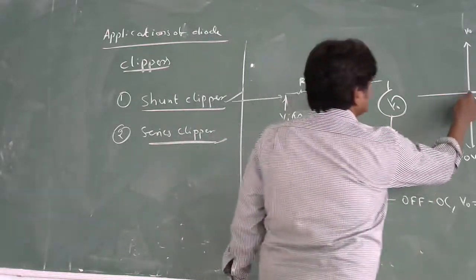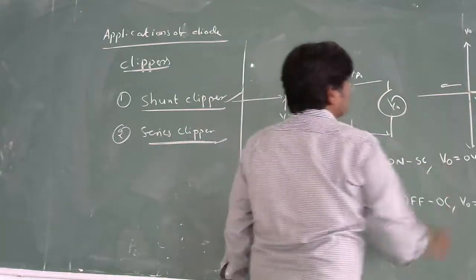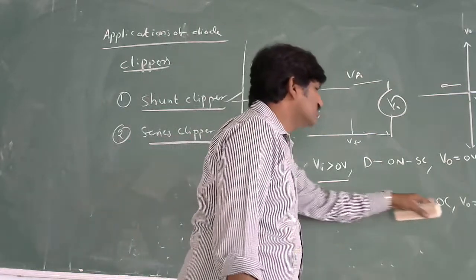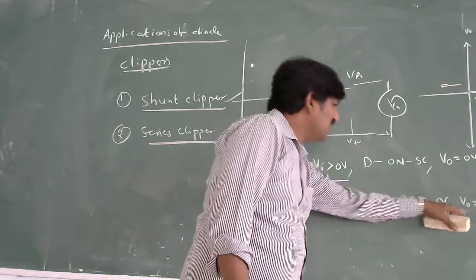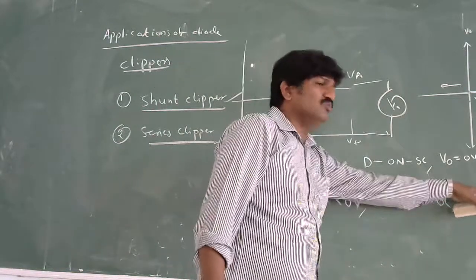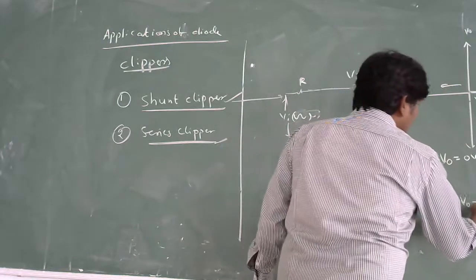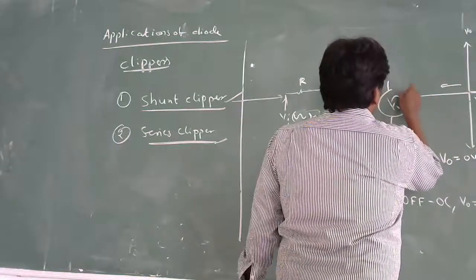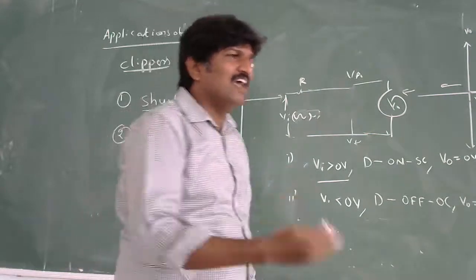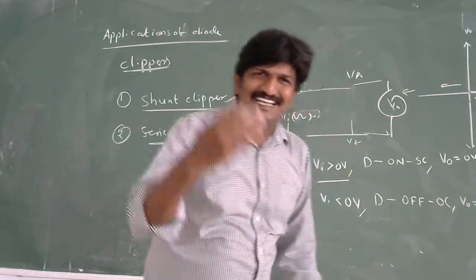The next condition, Vi less than 0. This is the direction of the connection when Vi is less than 0. Then D is off. It is acting like an open circuit. What is the output? V0 equal to Vi. Where is the Vi? Here. What is the polarity of the Vi? Negative polarity, because I am telling that Vi is less than 0.